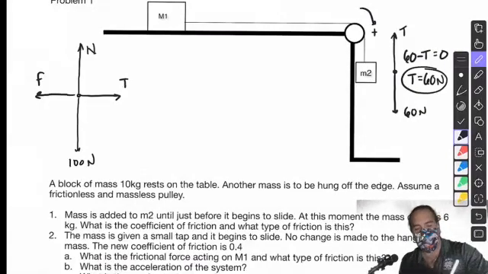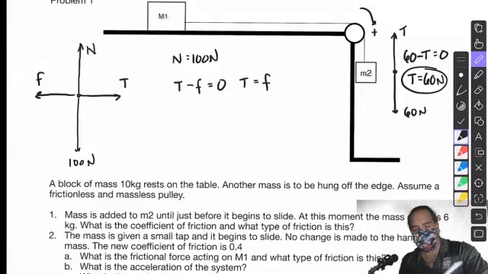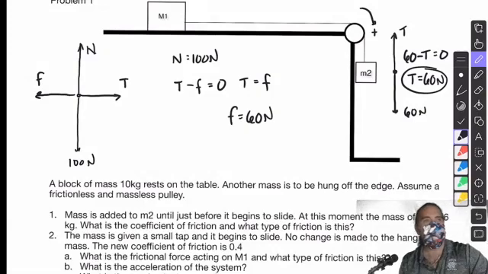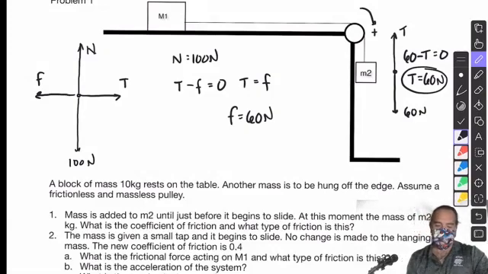Over here, I have normal equals 100 newtons because normal equals the weight. I also have tension minus friction equals 0, so tension equals friction. But I was just told that the friction is 60 newtons, or at least I just figured it out. So I can go one more step and say friction equals 60 newtons. The question asks, what is the coefficient of friction and what type of friction is this?